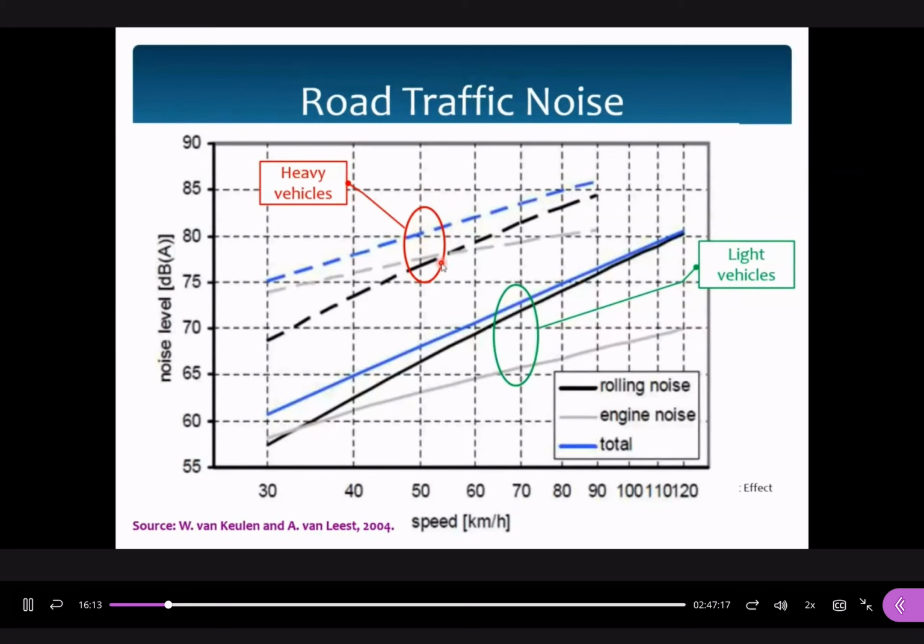But in the heavy vehicles, you can see that there is an intersection between these two noise effects. The engine noise is more dominant at low speeds, but when we increase the speed, the engine noise is still lower than that of the rolling noise. So at high speed, rolling noise is the more dominant effect.